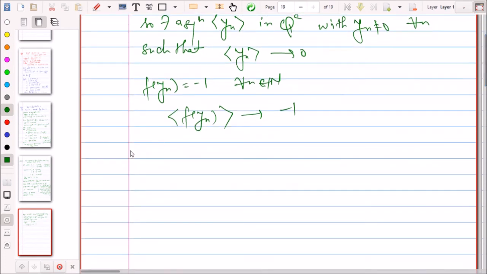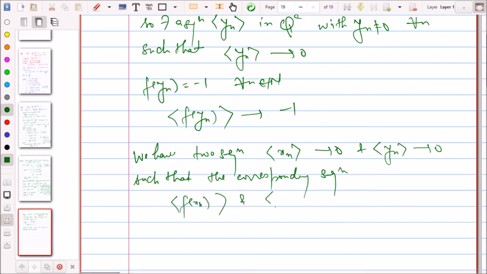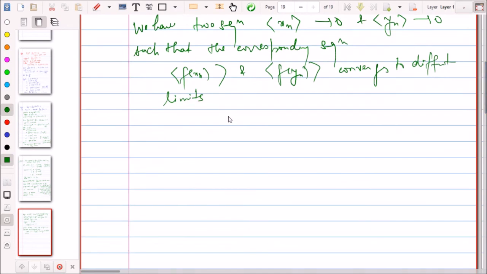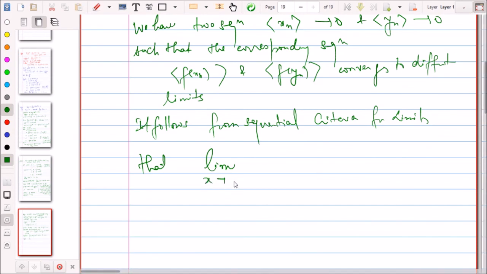Thus we have found two sequences, xn converging to 0 and yn converging to 0, such that the corresponding sequences f of xn and f of yn converge to different limits. It follows from the sequential criterion for limits that limit x tends to 0 of f(x) does not exist in R.